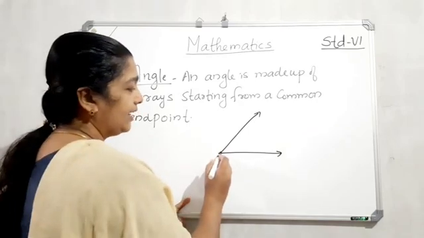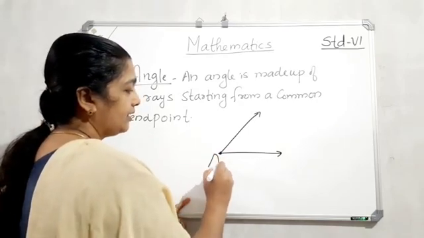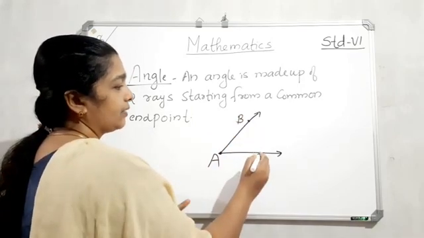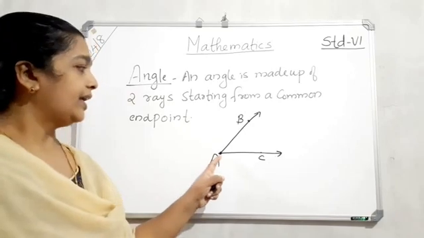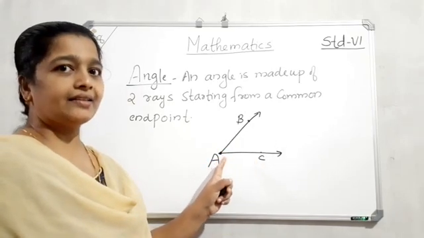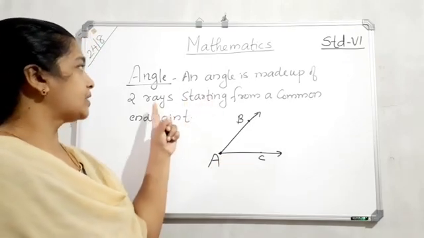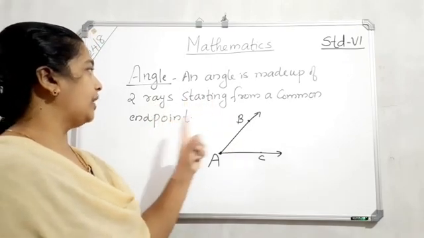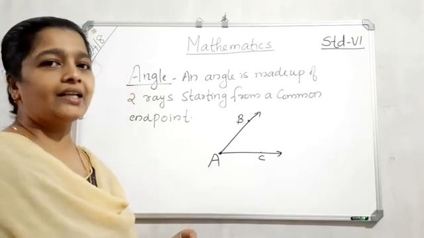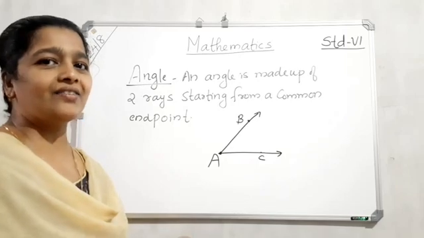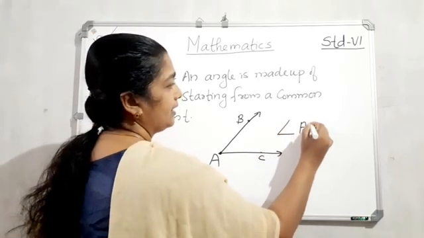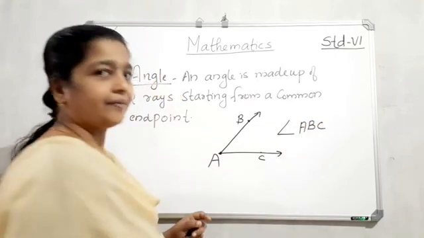So from here I put A, another point B and another point C. So two rays AB and AC starting from where? A. So an angle is made up of two rays starting from a common end point. So we got angle ABC. How can we represent angle ABC? Last year we studied. Yes, this symbol represents angle ABC.